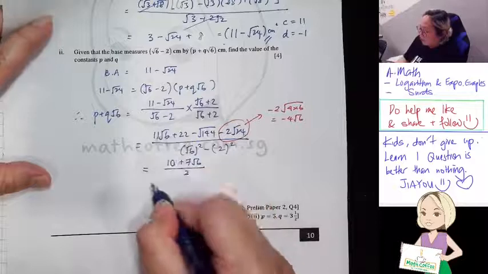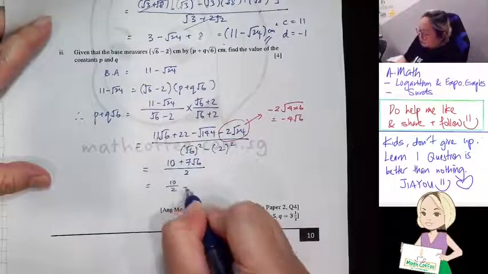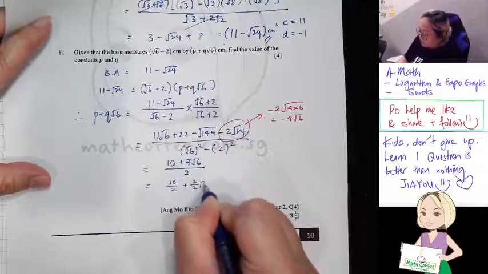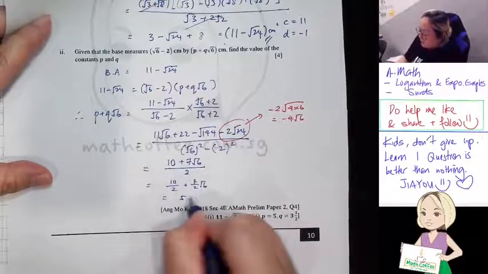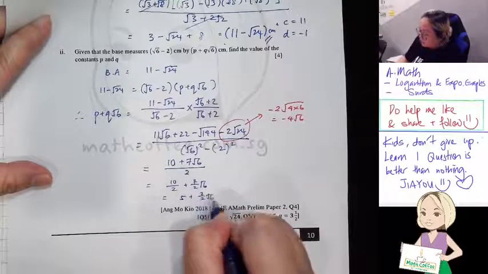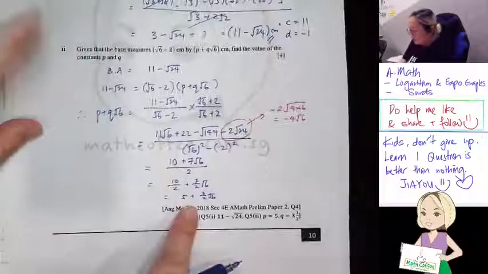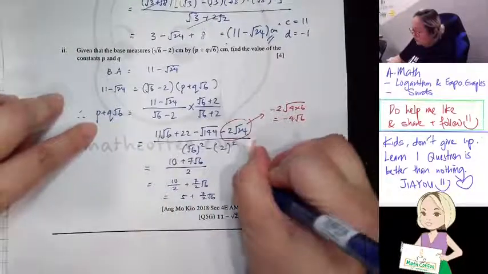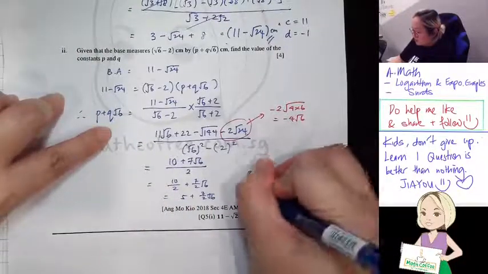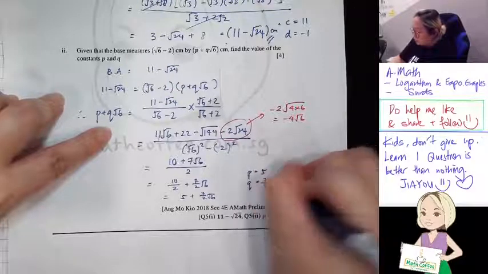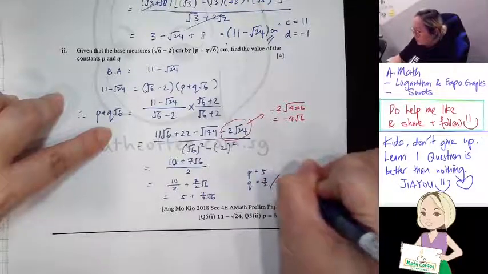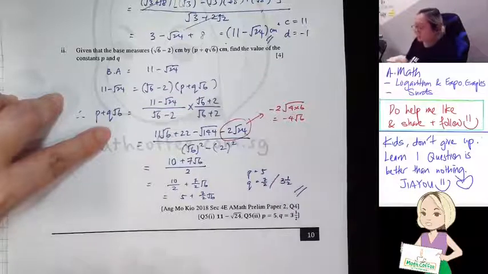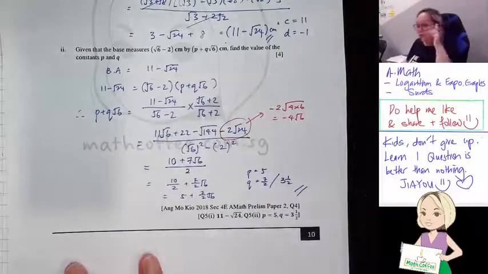Okay, so don't panic. Just do 10 over 2 plus 7 over 2 square root 6. And you will get 5 plus 7 over 2 square root 6. And when you compare, you will know that the P is 5 and the Q is 7 over 2, or you can write it as 3.5. Okay?